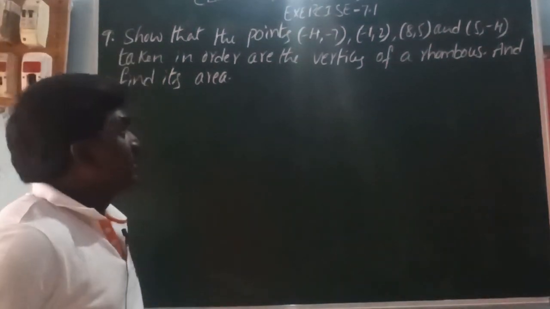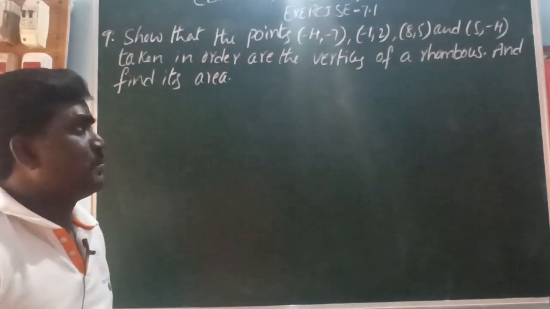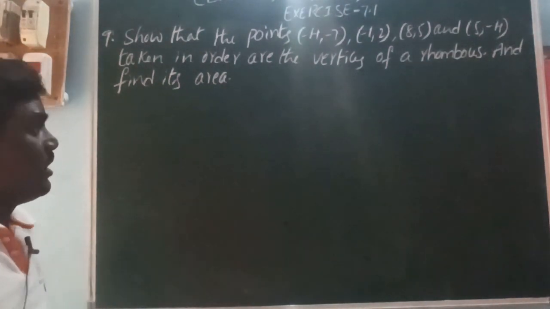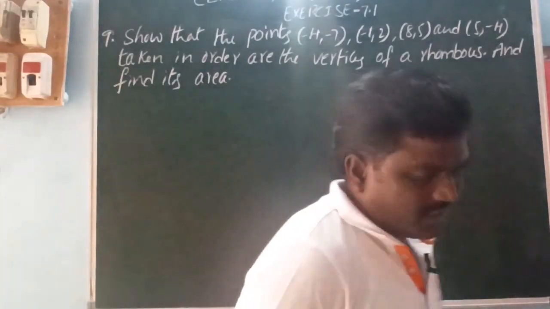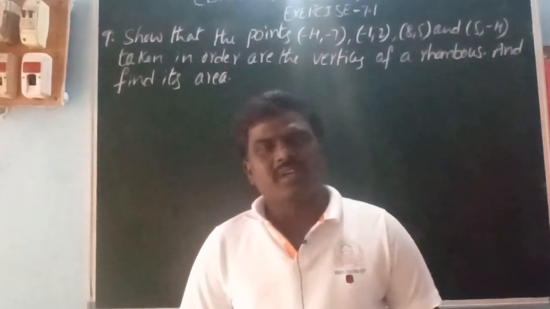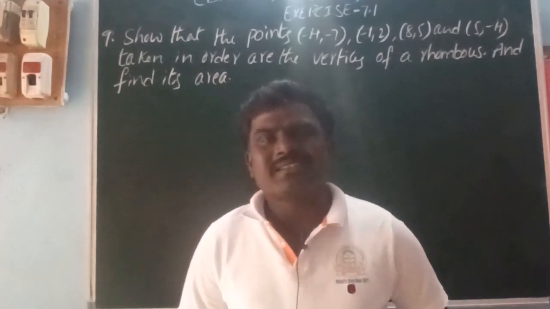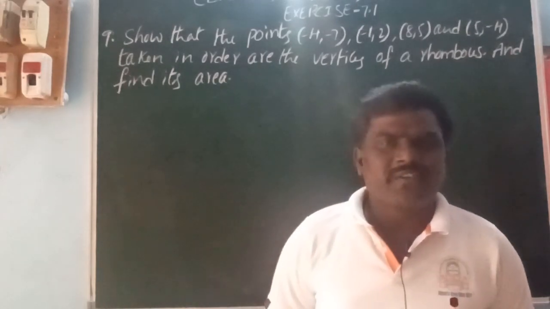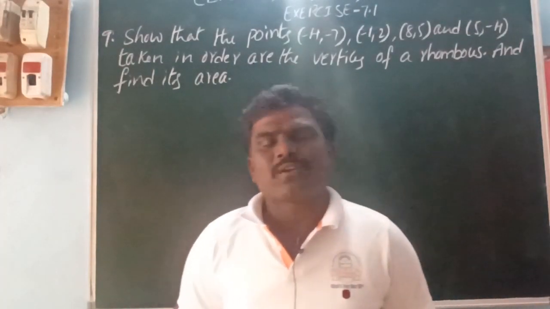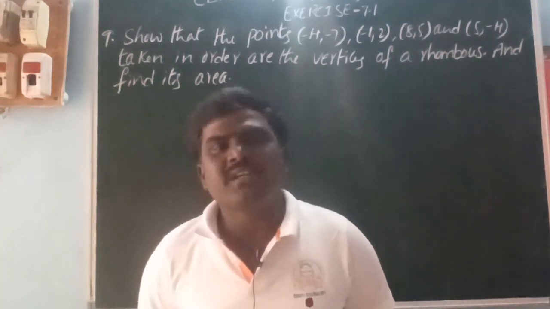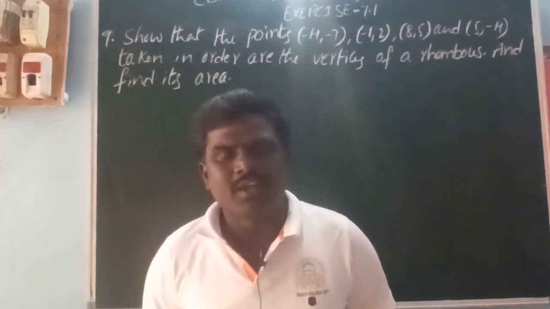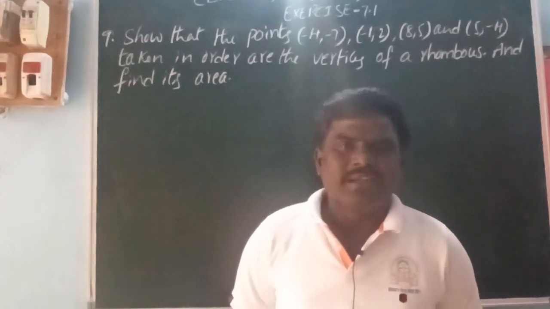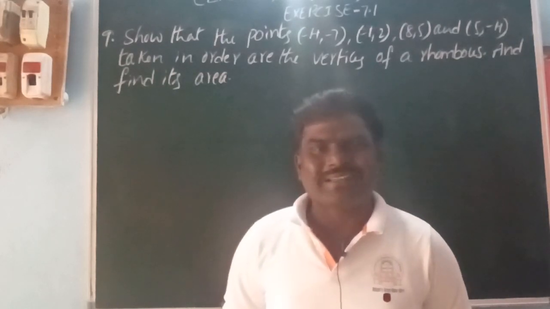Next, show that the points (-4, -7), (-1, 2), (8, 5) and (5, -4), taken in order, are the vertices of a rhombus. What is called a rhombus? A quadrilateral whose adjacent sides are all equal is called a rhombus. What are the properties? A rhombus has all sides equal, the diagonals are not equal, and the diagonals perpendicularly bisect each other. The area of a rhombus is half into D1 into D2, where D1 means the first diagonal and D2 means the second diagonal.